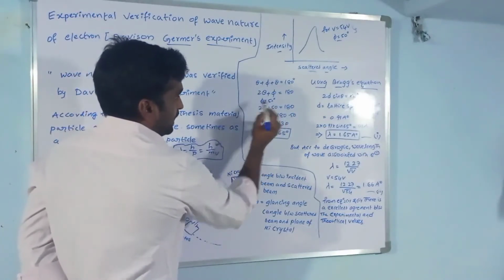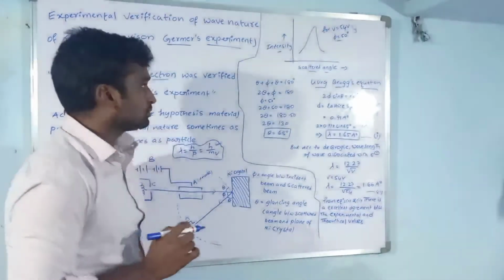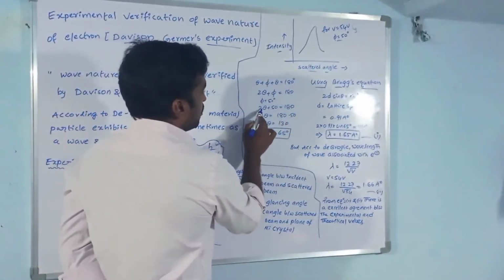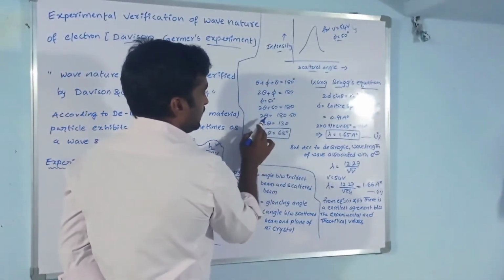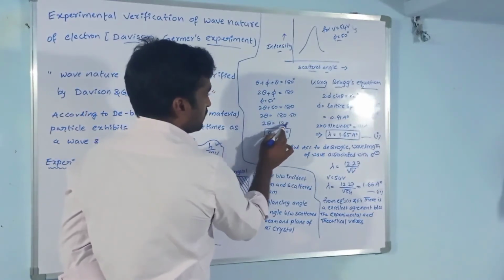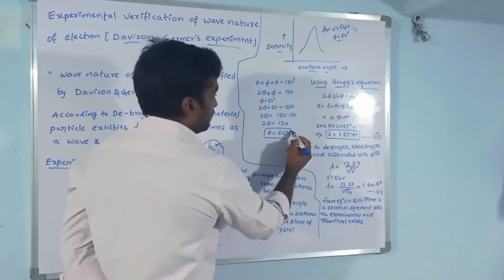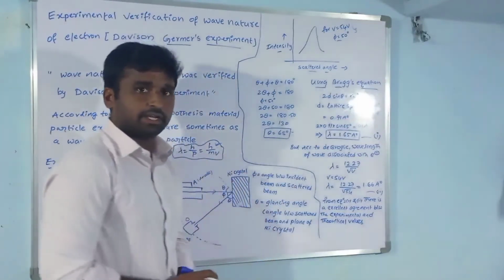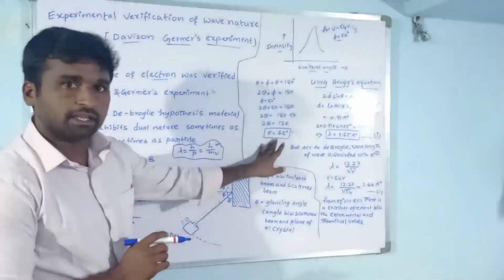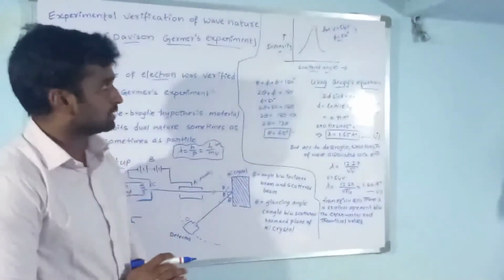So we are taking phi is equal to 50 degrees. Substitute phi is equal to 50 degrees in the above equation. 2 theta plus 50 equals 180. 2 theta is equal to 180 minus 50. 2 theta is equal to 130. Then we will get theta is equal to 65 degrees. So what is the glancing angle? Glancing angle is 65 degrees.